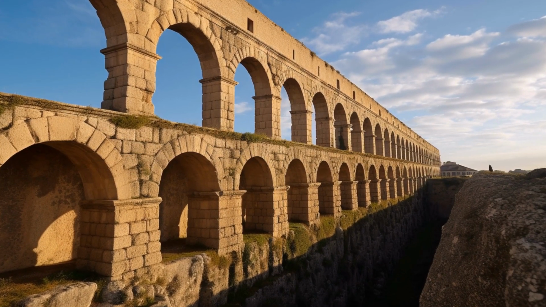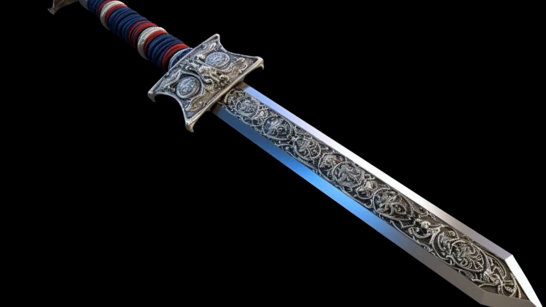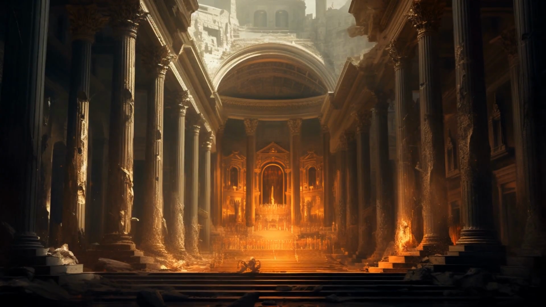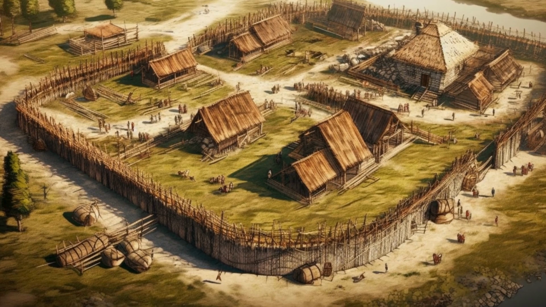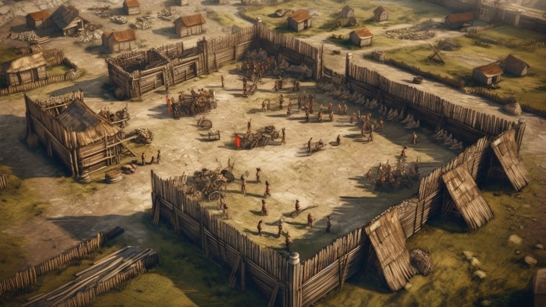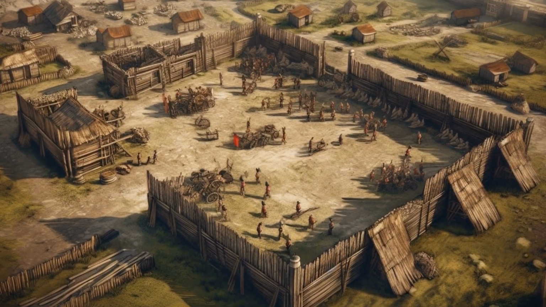The Romans were renowned for their engineering, building aqueducts, roads, and bridges using concrete. They also made significant advances in military technology with a professional standing army, siege weapons, and fortified camps.